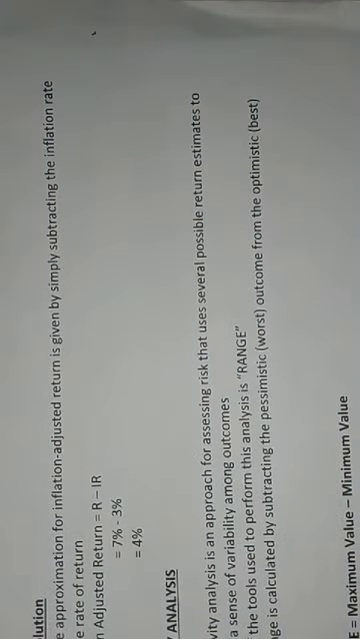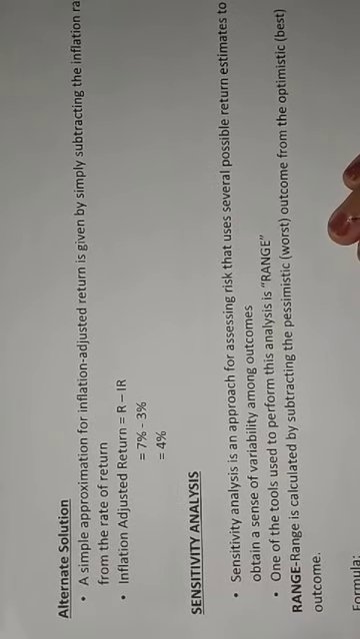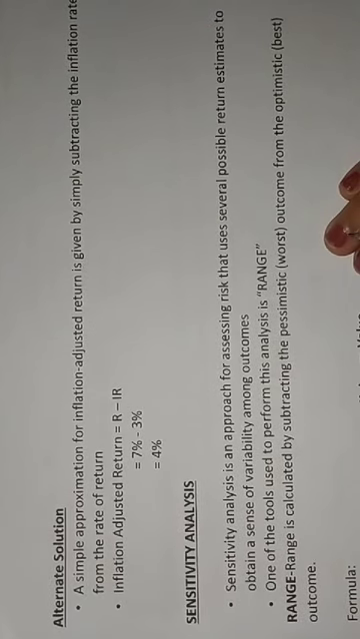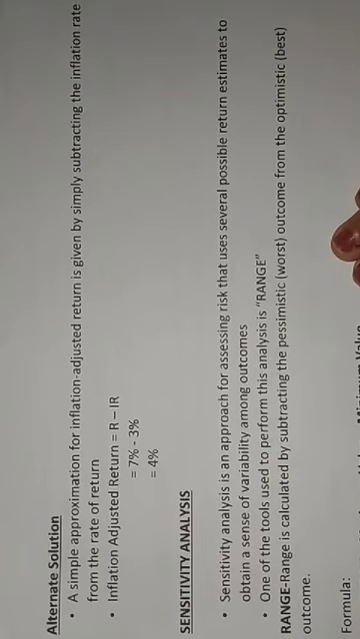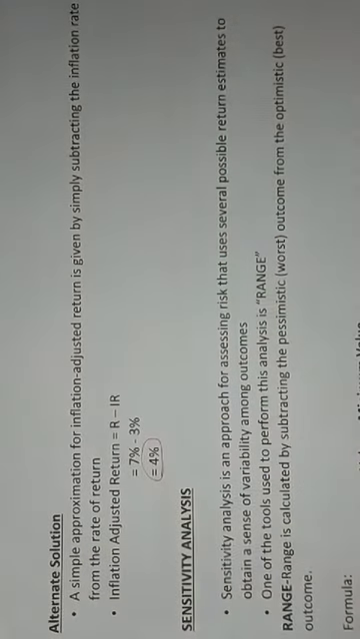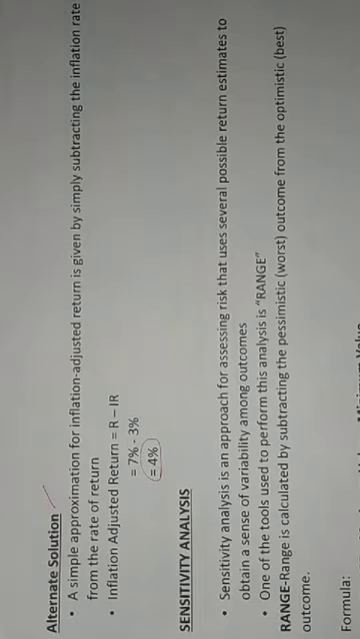the alternate solution, which is easier. So the alternate solution for inflation adjusted return: a simple approximation for inflation adjusted return is given by simply subtracting the inflation rate from the rate of return. So, inflation adjusted return is I minus IR, which is equal to 7 minus 3, which is 4%. Okay? So the alternate solution is the same as the longer solution. It varies a little, but if you round it off, it is approximately 4%.